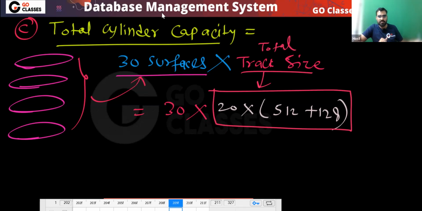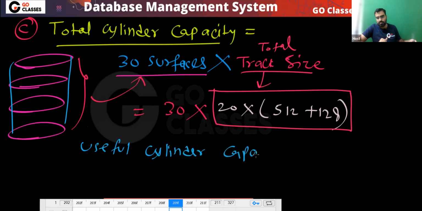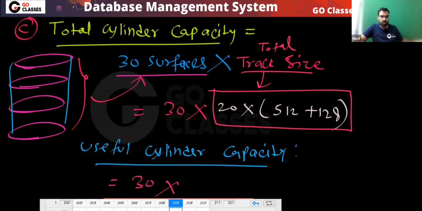Okay, what is the second? Because for a particular cylinder, I am asking for a particular cylinder capacity. The next is useful cylinder capacity. What is that? So useful cylinder capacity will be 30 multiplied by useful track size.